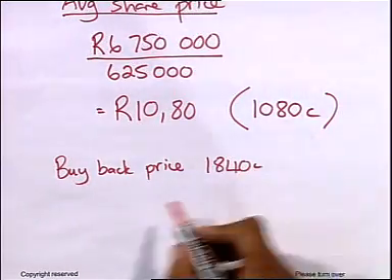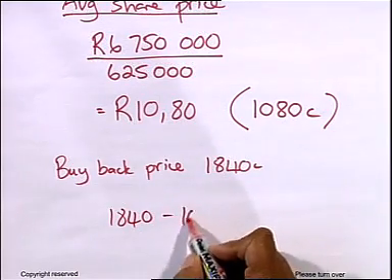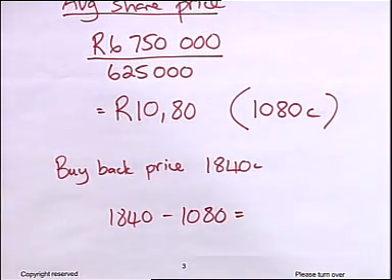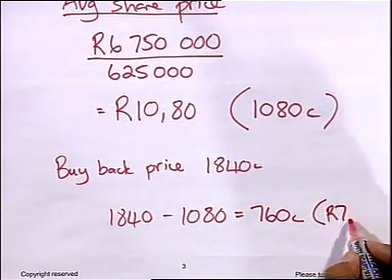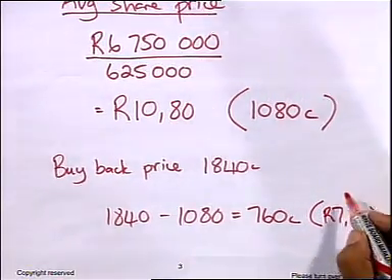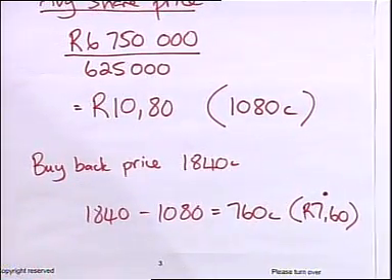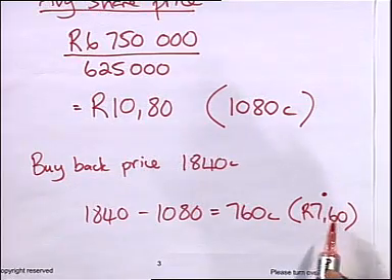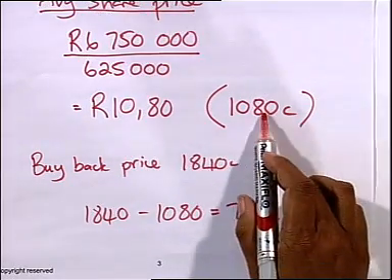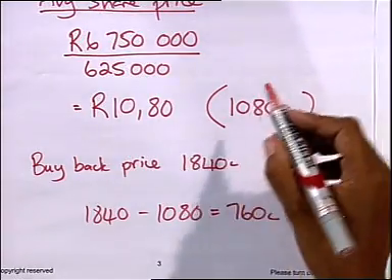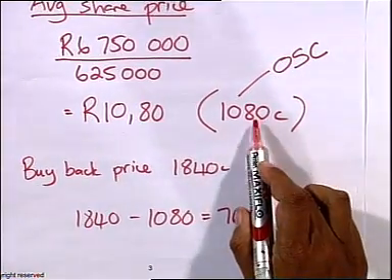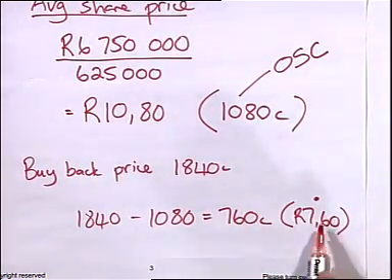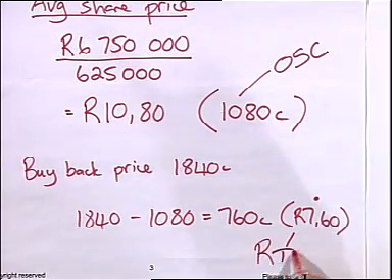If I take the 1,840 and I minus the 1,080, let's do that quickly. I get 760 cents. I can also convert that to 7 Rand 60. So that is the amount that's above average. That goes into your retained income note. The average price, where did we say that goes? This will go into your ordinary share capital note, because that's the average price. The amount above average will go into your retained income note.